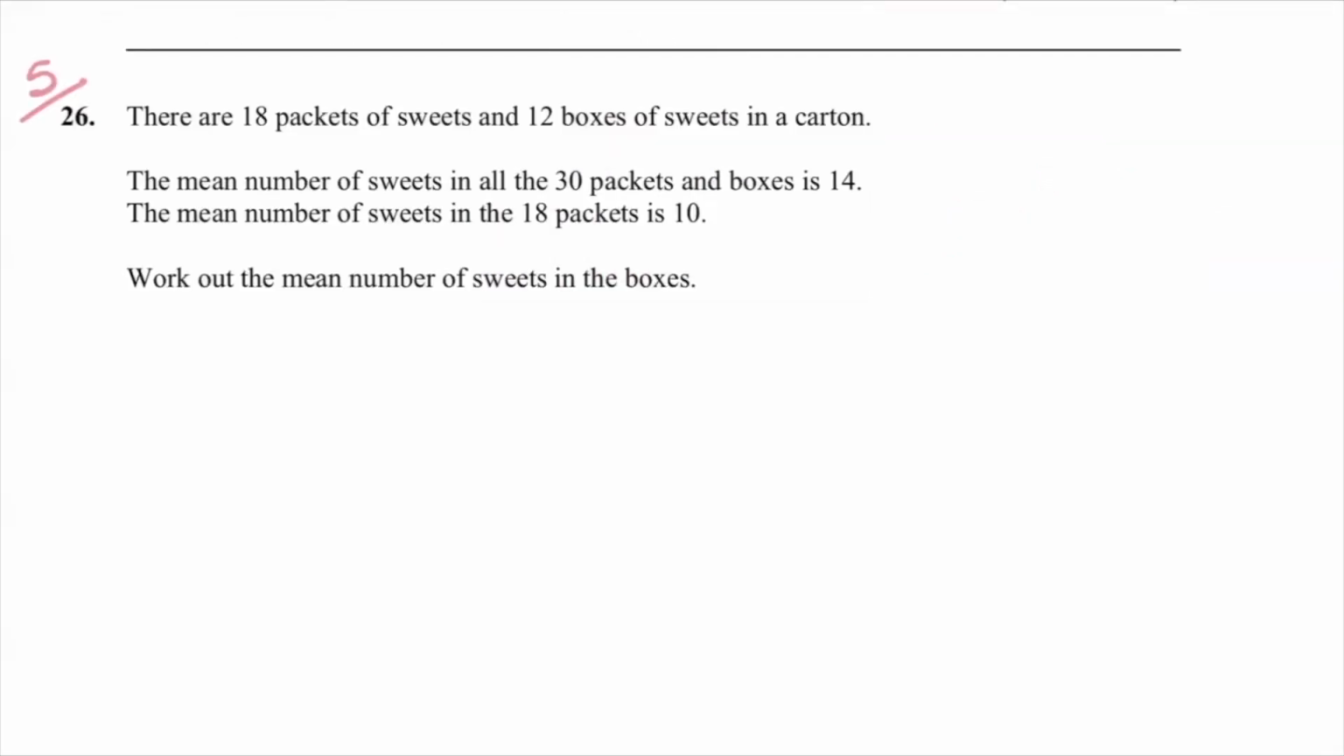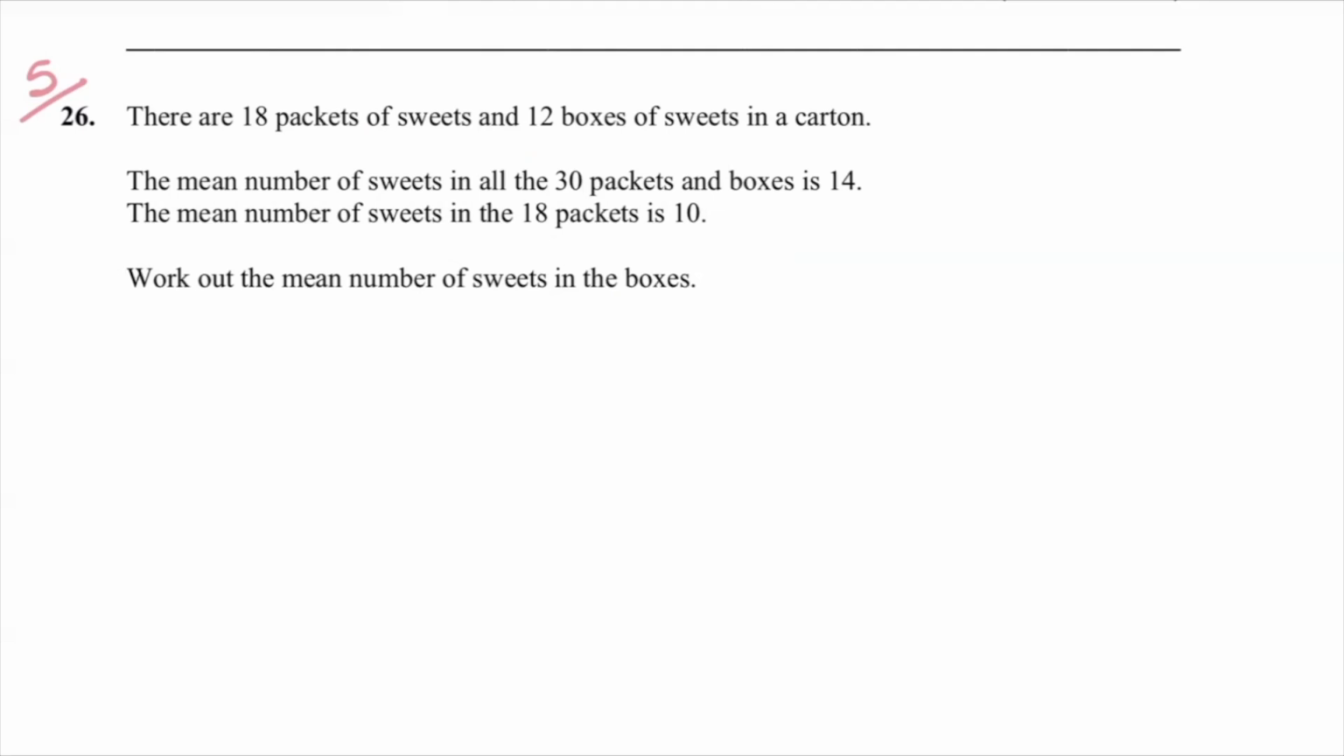Okay, another crossover question. There are 18 packets of sweets and 12 boxes of sweets in a carton. The mean number of sweets in all the 30 packets and boxes is 14. And then we've got more information about the mean on just the packets, and we want to work out the mean in the boxes. So we've got to break this down line by line.